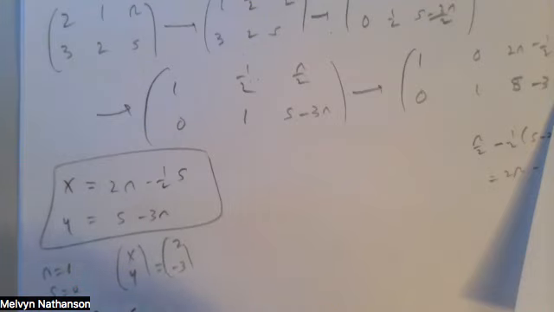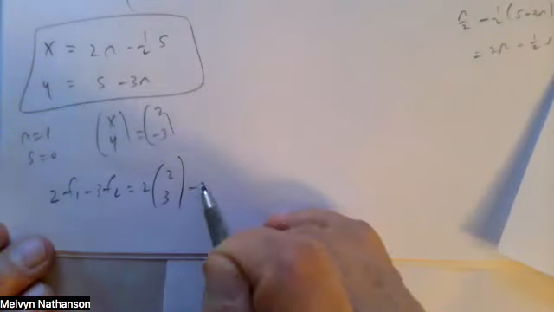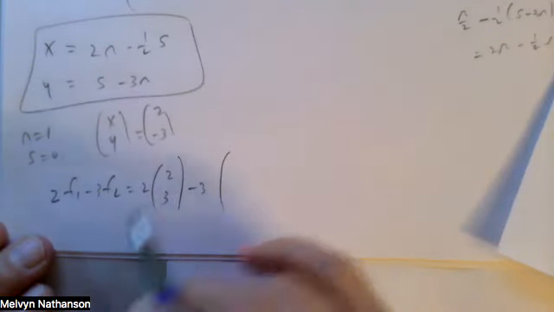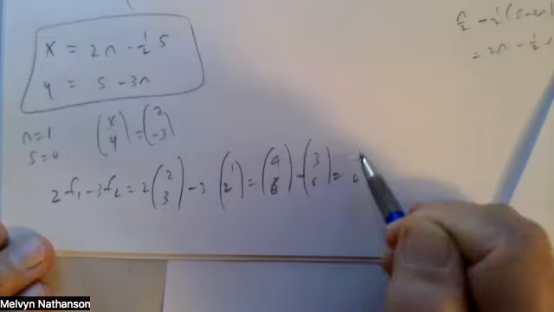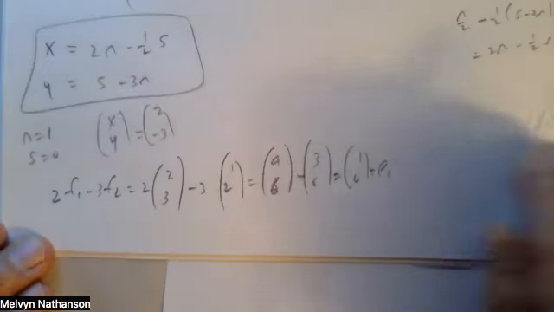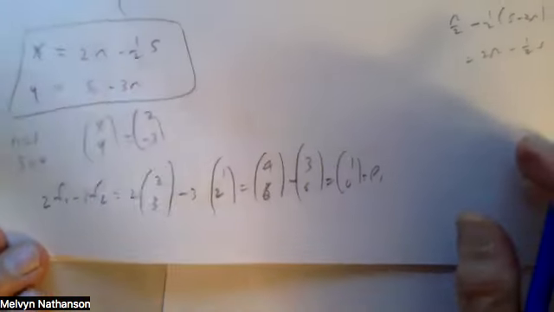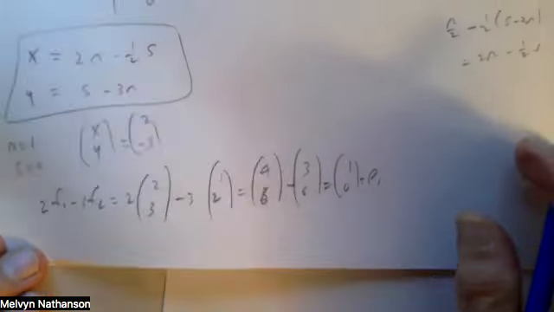f1 was the vector 2, 3, and f2 was the vector 1, 2. So that's 4, 6 minus 3, 6 is 1, 0, which is E1. So that's perfect.